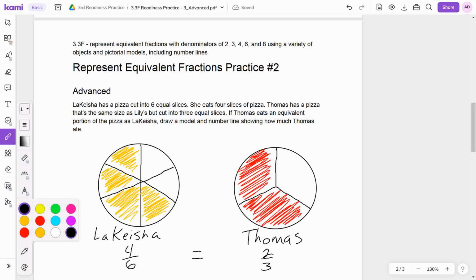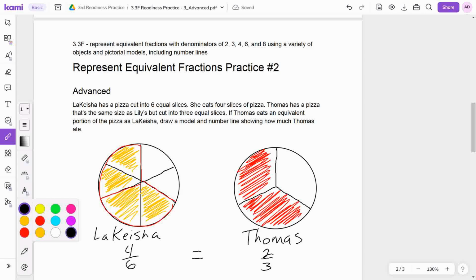Thomas ate 2/3. And another way to visualize this would be that if I take each of these, since I have an equal number of slices on Lakeisha, 6 of them, I can take each 2 and I can group them together. And I can take my 6 slices and group them into just 3 larger slices. And you see that I've got those 2 larger slices right there.